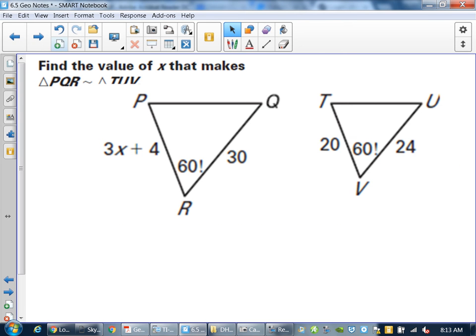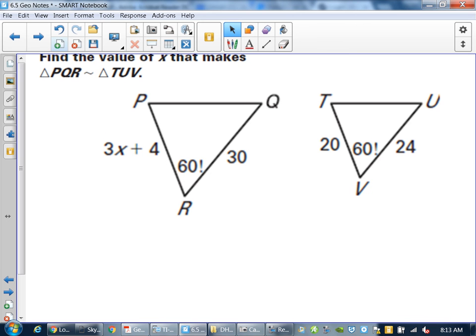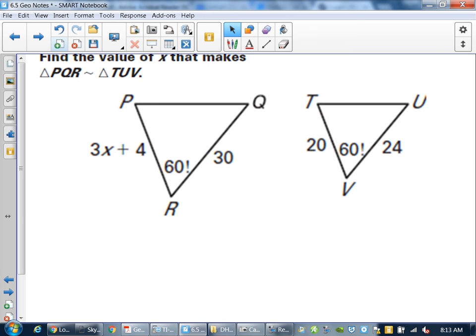Find the value of x that makes PQR similar to TUV. Again, they're giving you the 2 side lengths. Use it in terms of proportion. They're trying to show you what the value has to be.